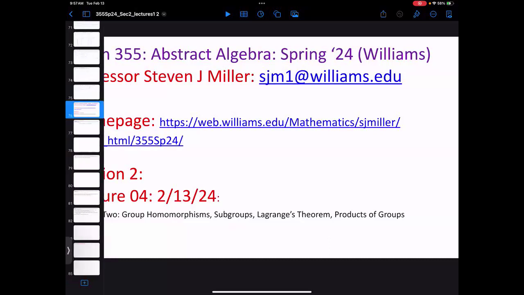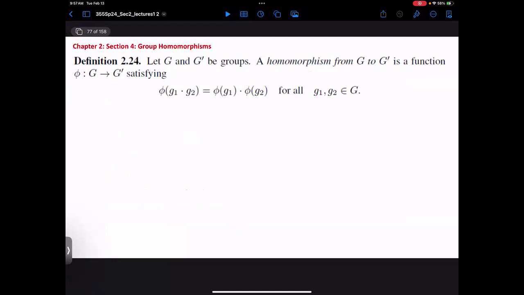All right, so let's start off with one of the key concepts, group homomorphism. So let G and G prime be two groups. I could have called them G1 and G2. I just need some good notation for them. And so a homomorphism from G to G prime is going to be some map phi that satisfies the following property. You give me two elements in G, then phi of the product is the product of the phis.